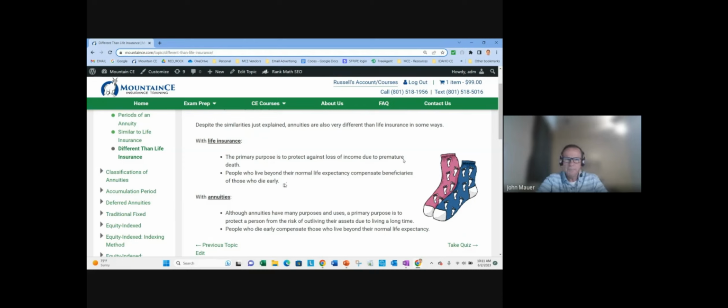That's the primary reason. But with annuities, it's kind of just the opposite. With annuities, the primary purpose is to protect a person from outliving their assets due to living a long time. Premature death is a risk that we must face, but living a long time is another risk, because if we keep living for a long, long time, we can run out of money, right? And that's why a person might buy an annuity.